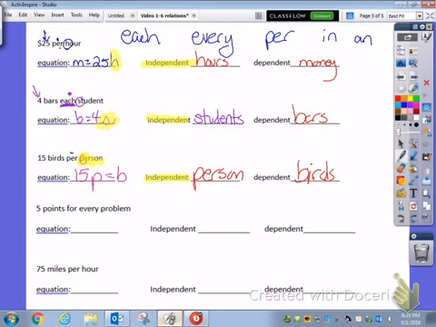All right, now the next one. 5 points for every. For every is times. And you can try the last 2, and we will check those tomorrow.